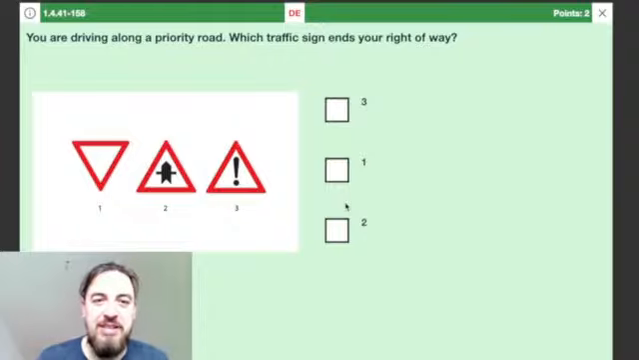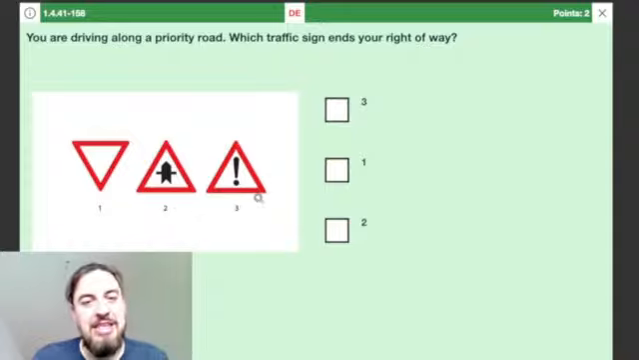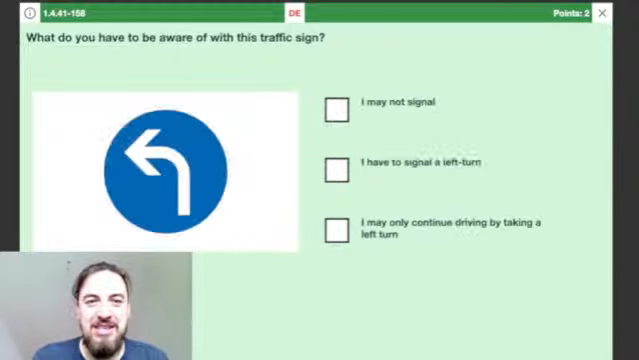Yeah, we see on the left hand side a sign which is number 1, which allows us to give priority. The other one, number 2, means that you have priority in the next junction, and this one says, hey, have attention, there might be a potential threat ahead of you. So the one which ends the right of way is the first one. So the first one is in that case the second answer. It's a bit confusing. All right, let's go.